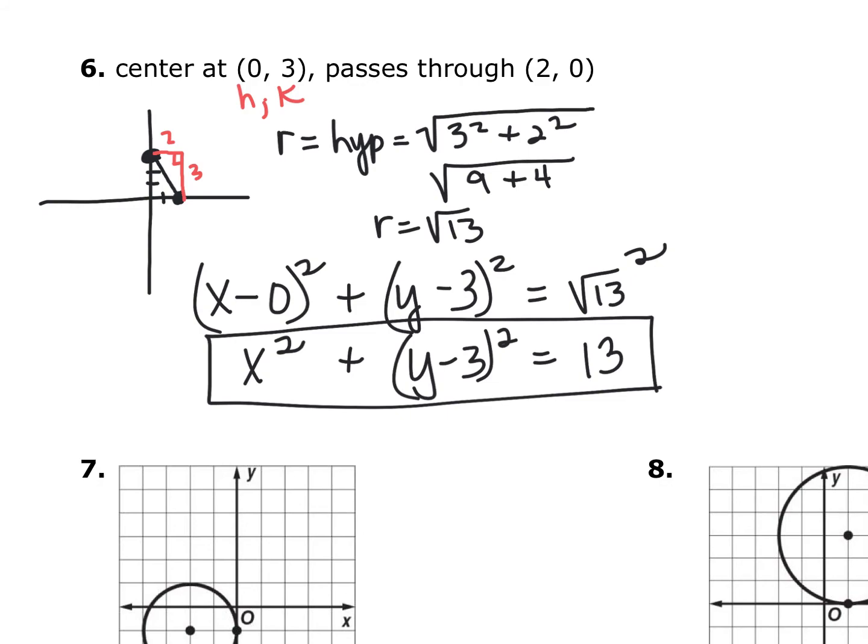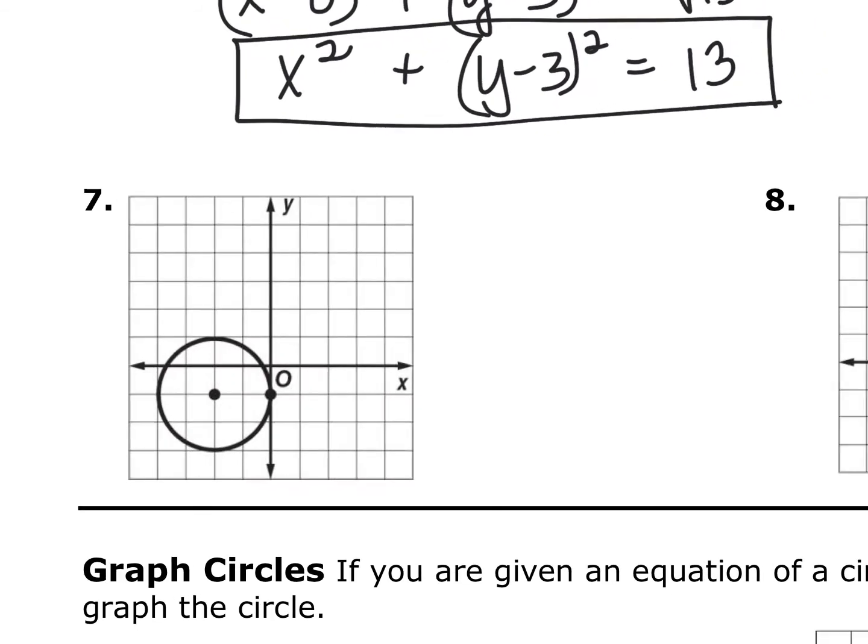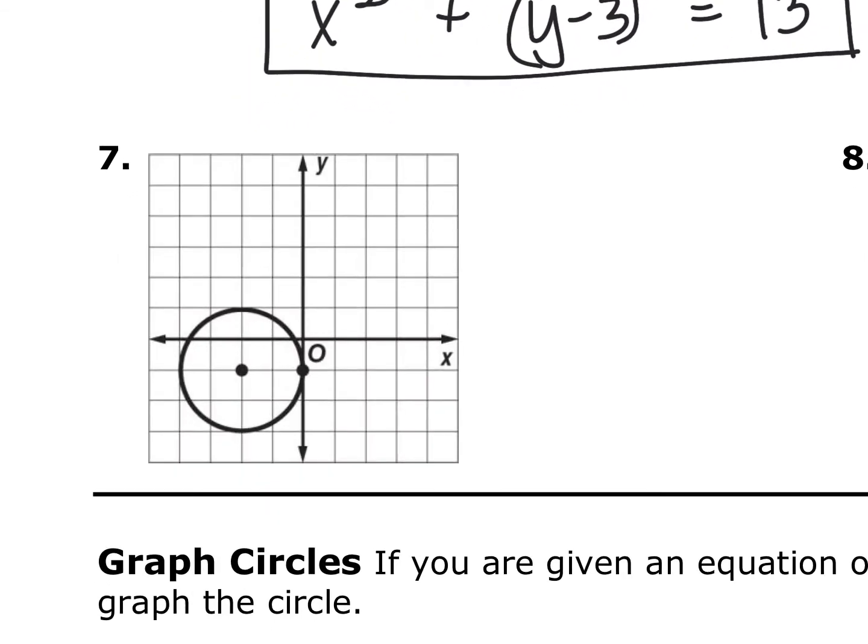All right, sometimes I'm going to be given a picture and told to write the equation. So here I know that my center, I got to find the center, so that's at -2, -1. And then my radius, if I go horizontally, I can see that it's a 2. So I can literally just write out my equation.